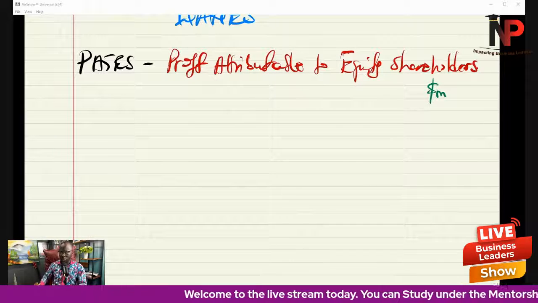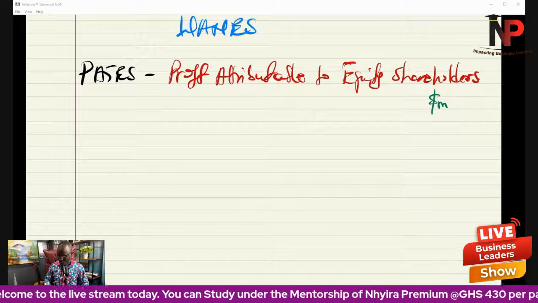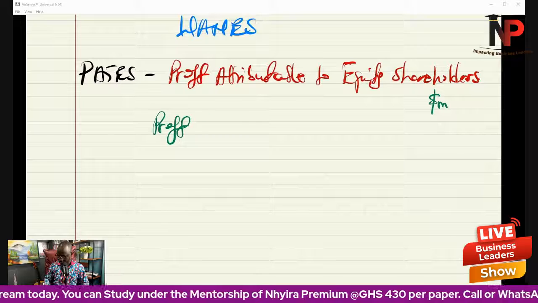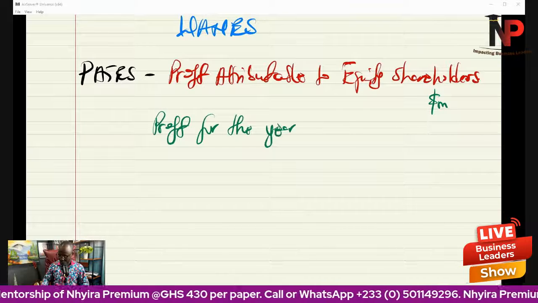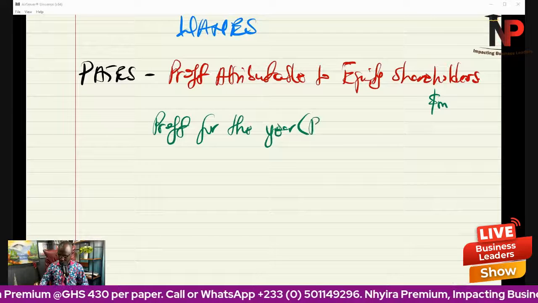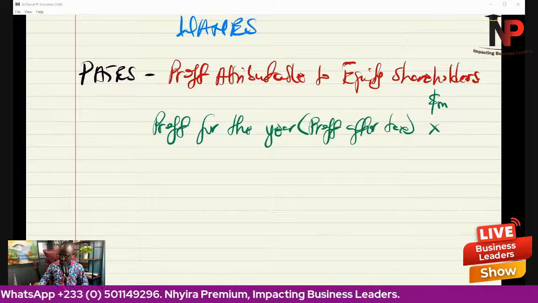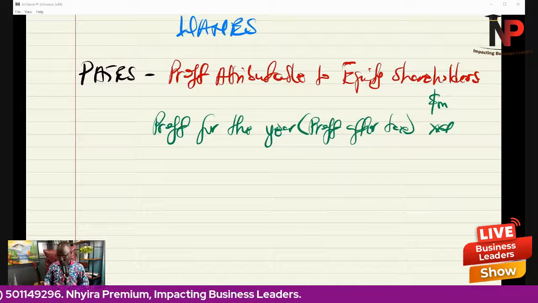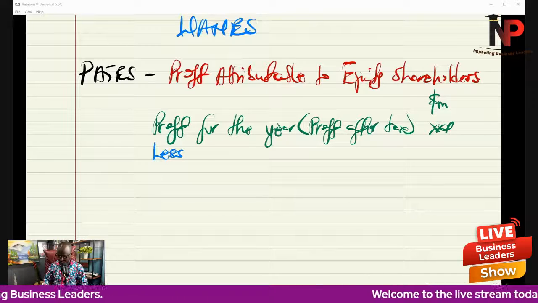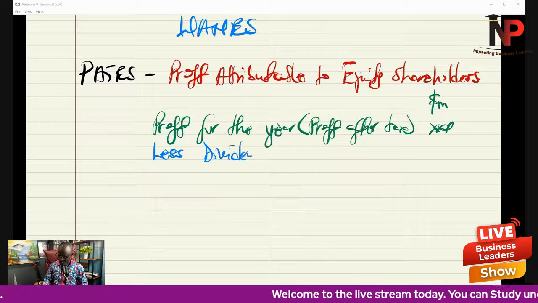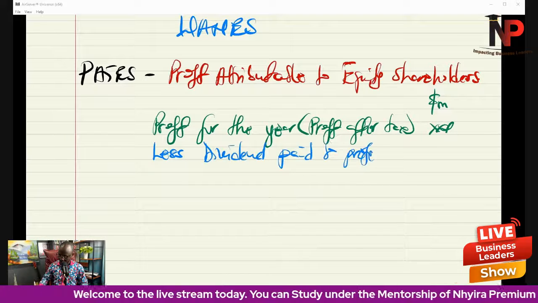So for illustration purposes, the profit attributable to equity shareholders will be the profit for the year. Now remember, profit for the year is the same as profit after tax. Okay, you bring that up. Then you're going to less dividend payments to preference shareholders. Dividend paid to preference shareholders.